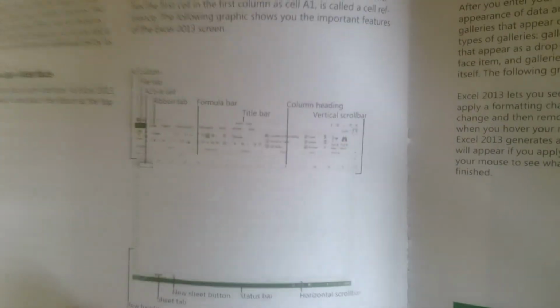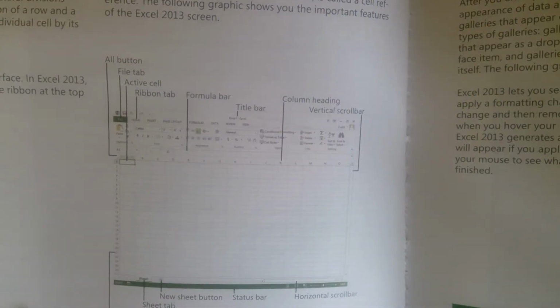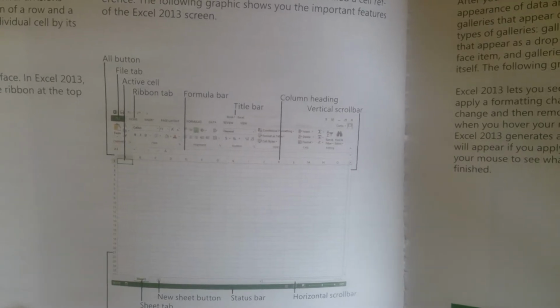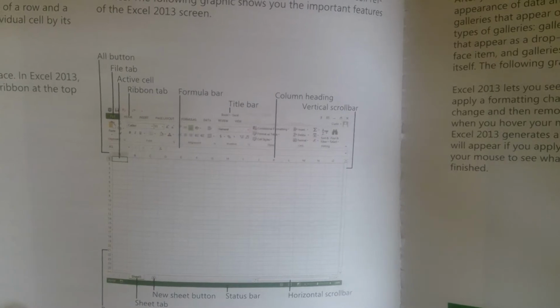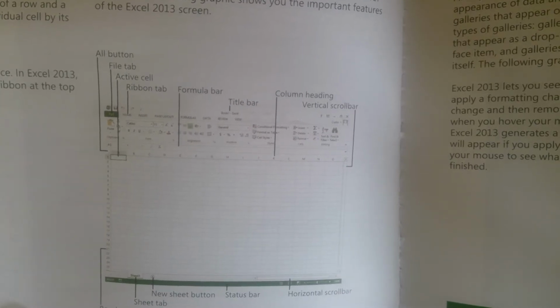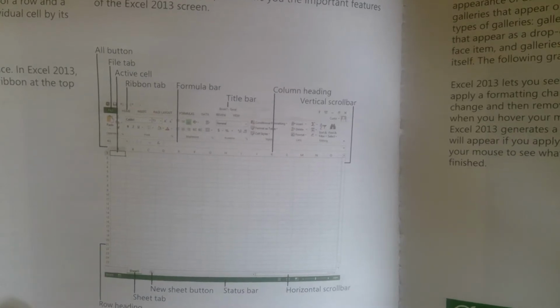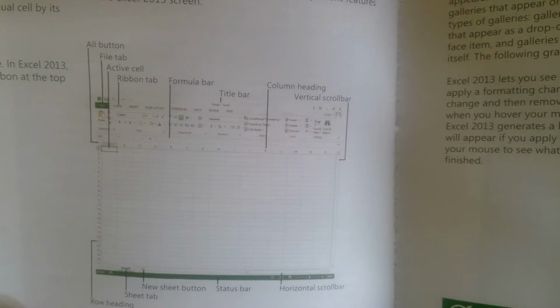So if you look closely, you can see, I'm going to pull it up a little bit. All the buttons are over there. There's a file tab and all the tabs across the top. One thing to notice is the active cell. Right now the active cell is A1, and that is because all the columns are labeled A, B, C, D, etc. and all the rows are labeled 1, 2, 3, 4, 5, etc.